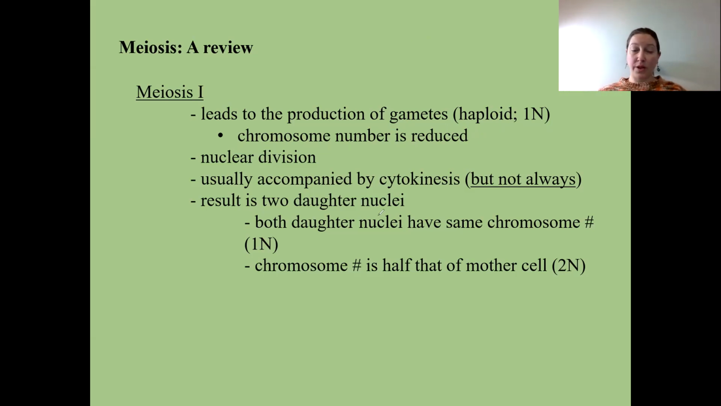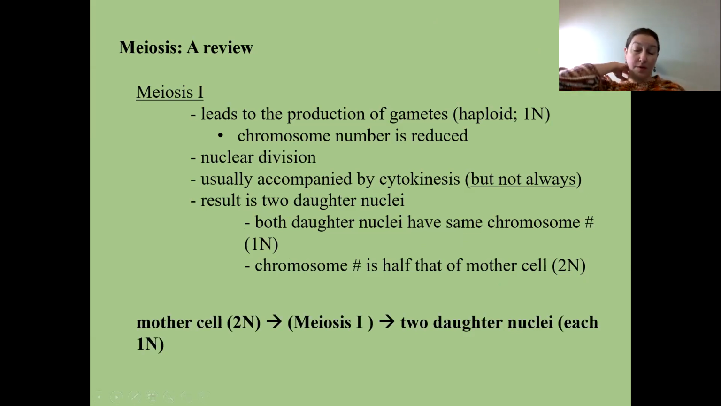Meiosis is also a process of nuclear division, also usually accompanied by cytokinesis, but not always. And the result, this is meiosis 1. There's 2 parts. Don't get freaked out about that. I'll show you how to sum it up. The result of meiosis 1 is 2 daughter nuclei, and those daughter nuclei have the same chromosome number as each other, which is 1N, but they have half of the chromosome number as the mother cell, which was diploid. And again, if it seems confusing right now, it might start to feel a little bit better. But this is also technically review, right? So meiosis 1, you have a 2N or diploid mother cell, goes through meiosis 1, result is 2 daughter nuclei that each are haploid, 1N.